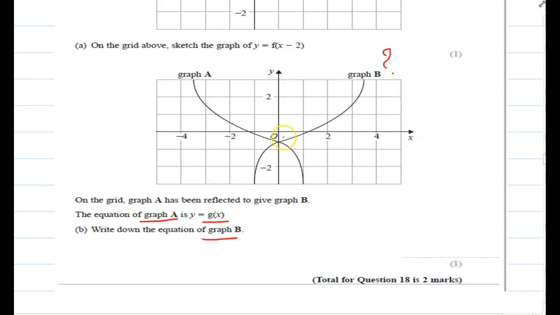So if you see, this graph is a reflection along the y-axis, and this graph is a reflection of this graph. You can see the red graph is a reflection of this black graph. So when you are taking reflection along the y-axis, you can write y equal to g(minus x). Is that okay? Let's move on. Next question.